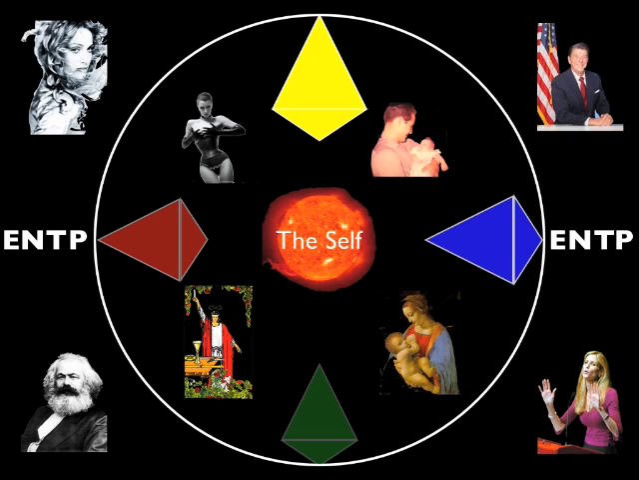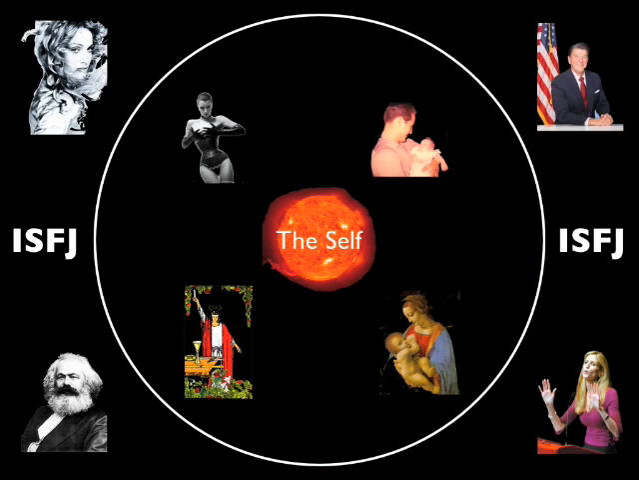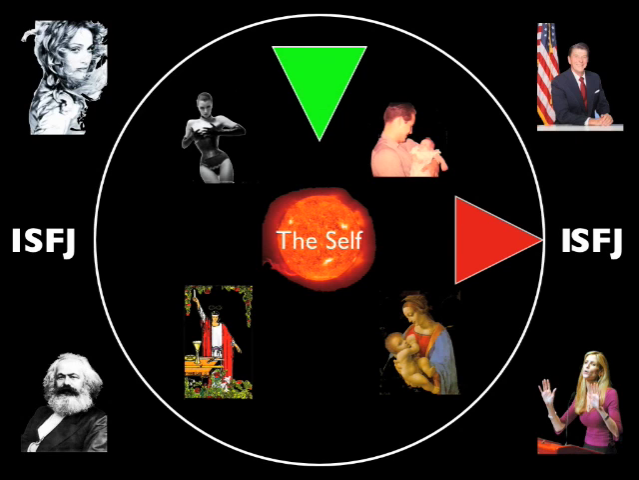So let's do one last example. ISFJ. Primary function is introverted. Primary extroverted function is judgmental, thinking or feeling, which means thinking or feeling is a secondary function. And here it's feeling. Primary function is introverted, and it's going to be intuition or sensation. And here it's sensation. And so on.